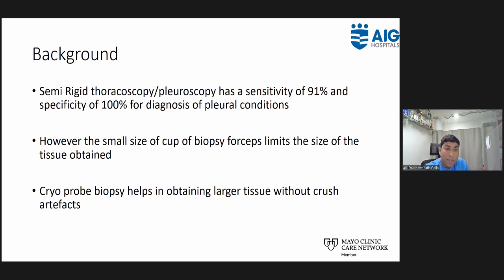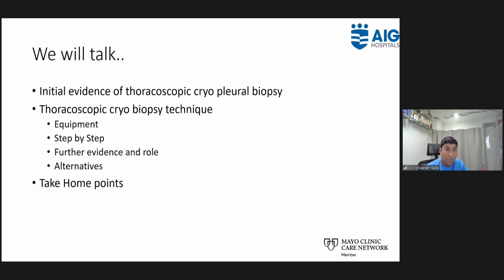However, of late, interventional pulmonologists have become slightly disheartened because of the smaller size of the tissue obtained with the flexi-rigid forceps. This happens because of the smaller size of the biopsy forceps cup, and also because the forceps supplied with the thoracoscope is not stiff. As a result, sometimes it becomes frustrating to take a biopsy, especially from a thickened pleural wall. So in this condition, where you are not able to get a proper size pleural biopsy, cryobiopsy may help us in obtaining a larger tissue without crush artifacts.